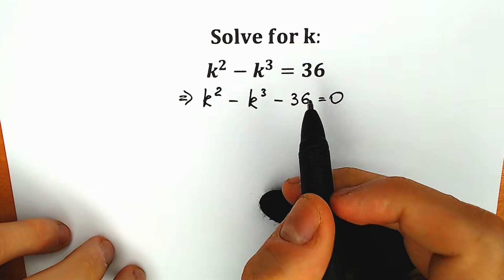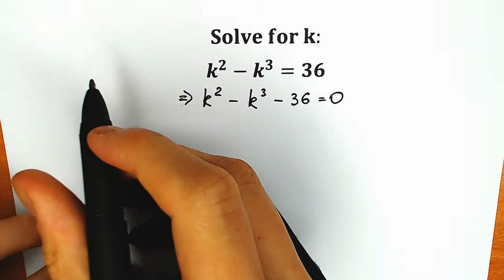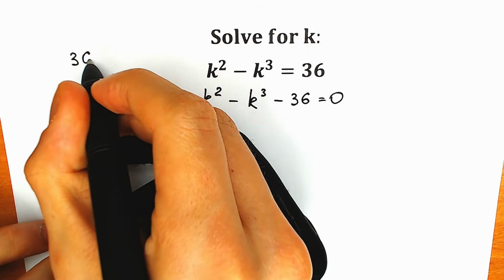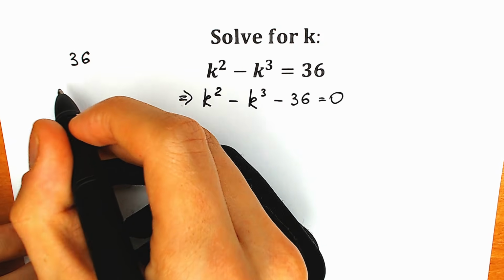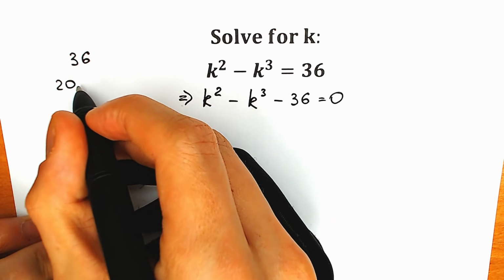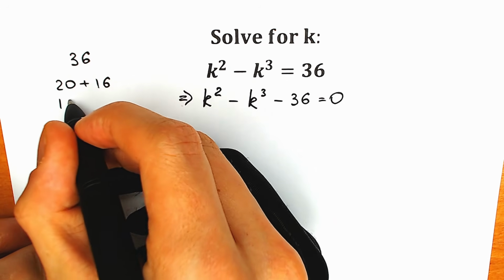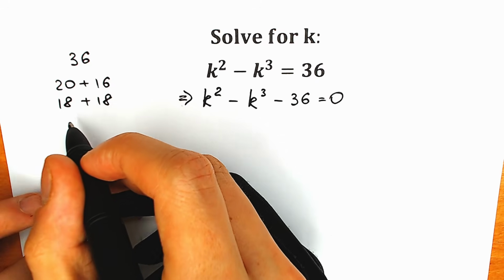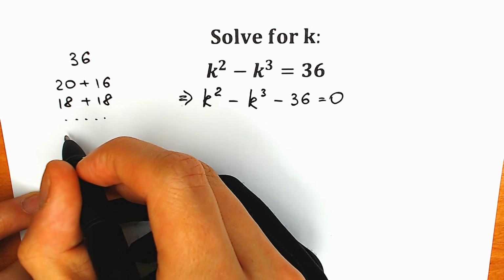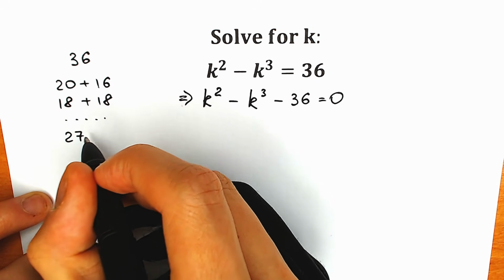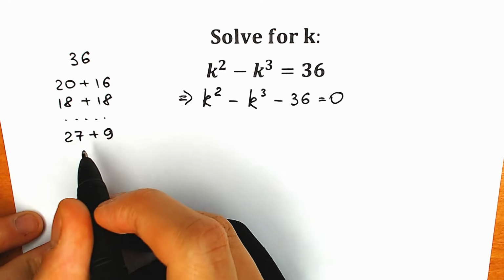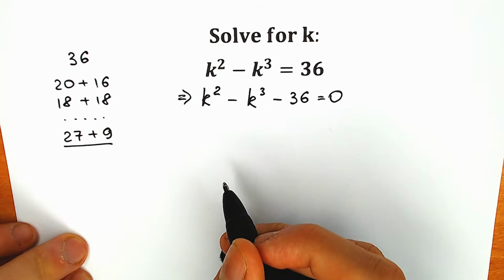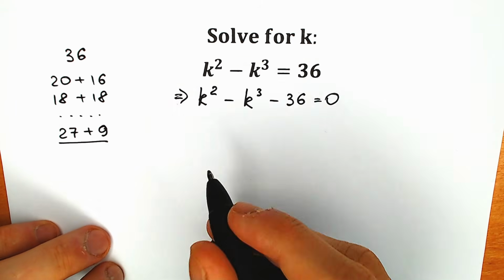Really great. Right now, this 36, I suggest you write it in a different way. Of course, there are a lot of ways how we can express this, maybe like 20 plus 16, 18 plus 18, but the best way to express this is 27 plus 9. In terms of our question, the best way we can express this is 27 plus 9. And right now, let's do this. Let's express this 36 as 27 plus 9.